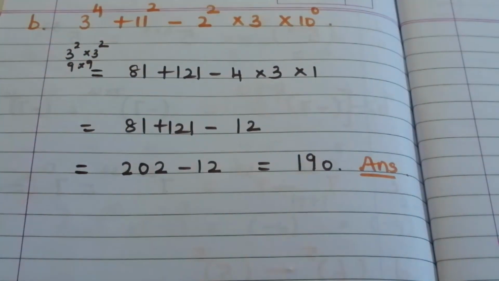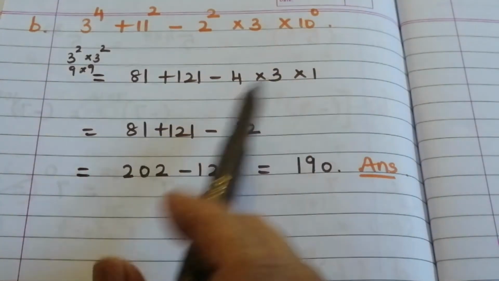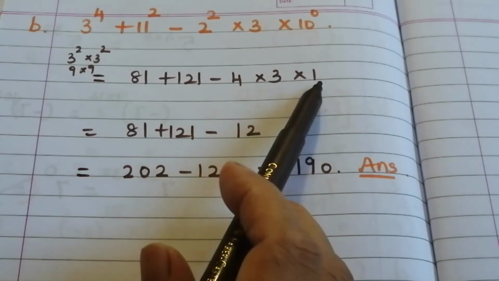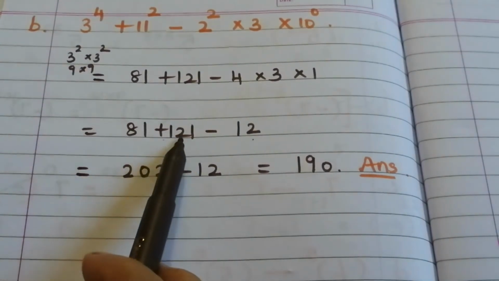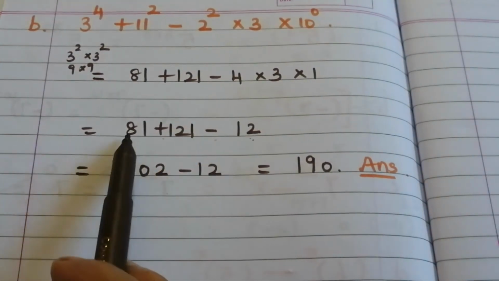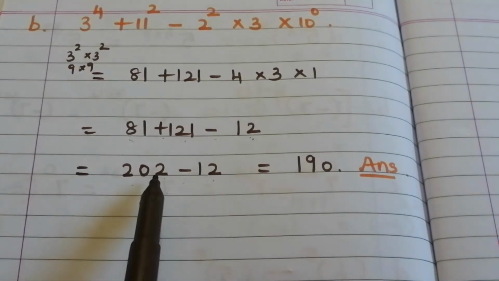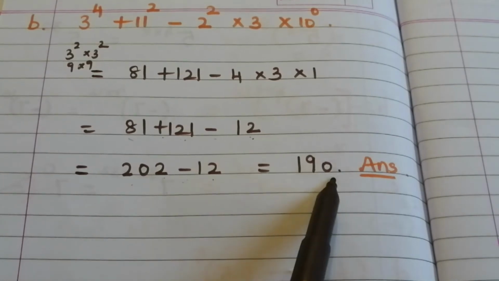Okay. So according to BODMAS rule, we have to do the multiplication operation first. So 4 into 3 into 1, 4 into 3, 12, 12 into 1, 12. So 81 plus 121 minus 12. If we add these two, we get 202 minus 12. And 202 minus 12 is equal to 190.